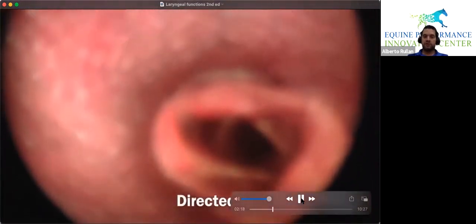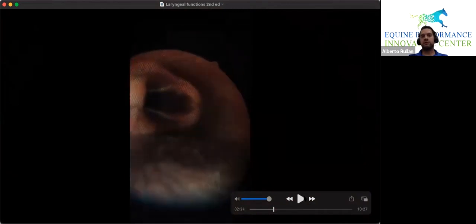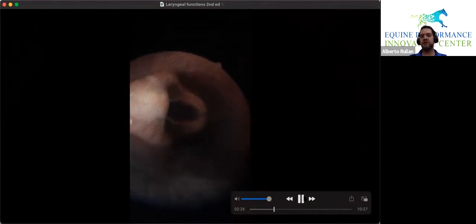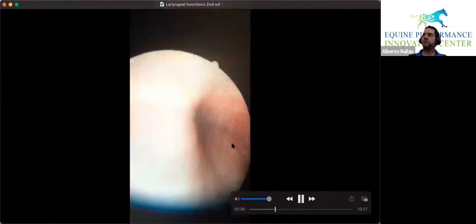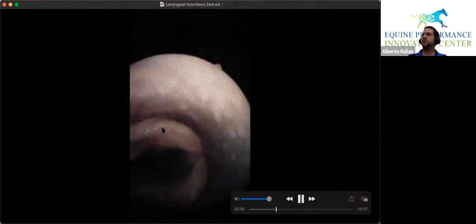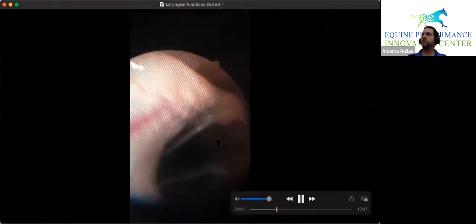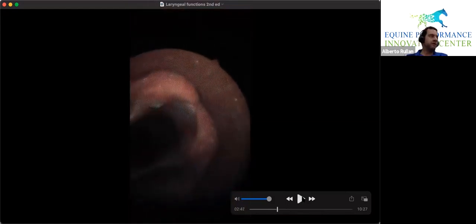Now, what's coming up? All right, now look at this one. Good function, okay function. You see how one arytenoid is moving faster than the other? But now look at something tricky. Remember I told you, always look at the vocal cords. Look right here in the vocal cords, you're going to see some points. This horse has the beginning of chondritis, and this particular one we call kissing lesions. You see it right here.